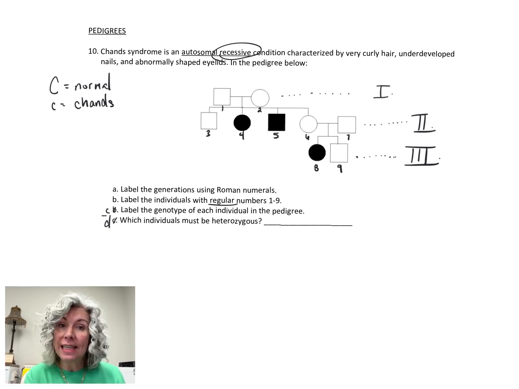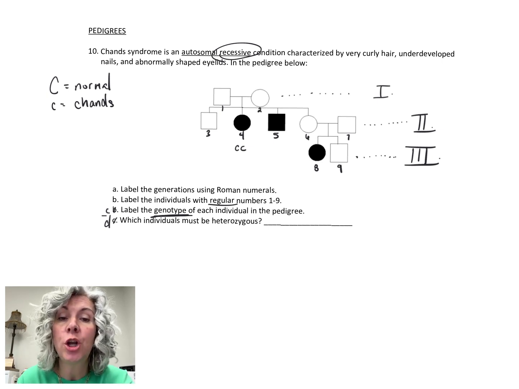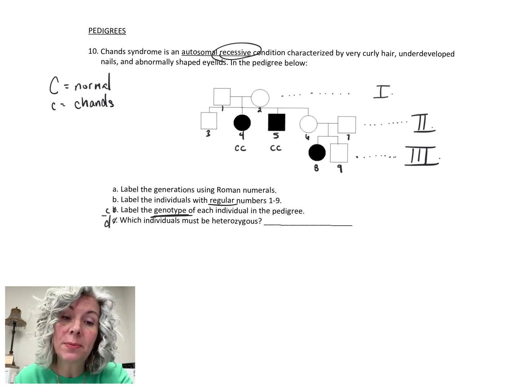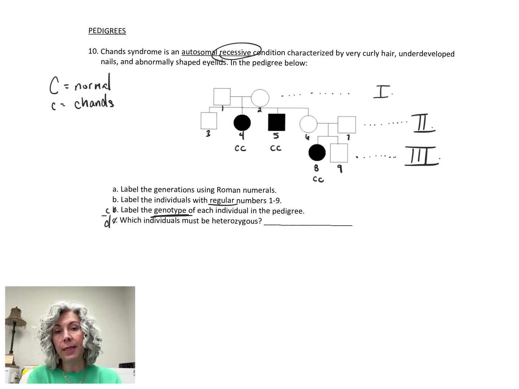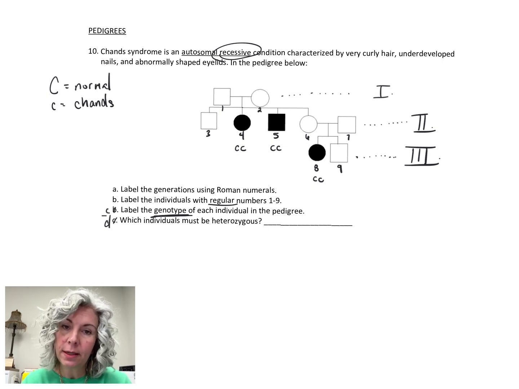So immediately, the only genotypes we can do right off the bat are the males and females that have Chan's, the ones that are shaded in. We know number 4 has to be lowercase c, because it's colored in. It has Chan's. Number 5 has to be lowercase c. And number 8 has to be lowercase c. Okay? Now let's think about this. For number 4 to have Chan's, that means the parents had to be what?